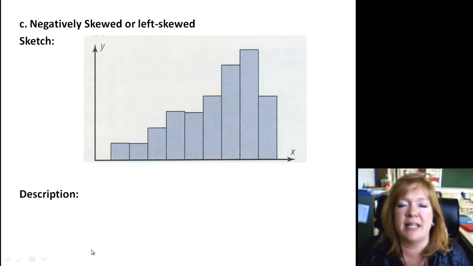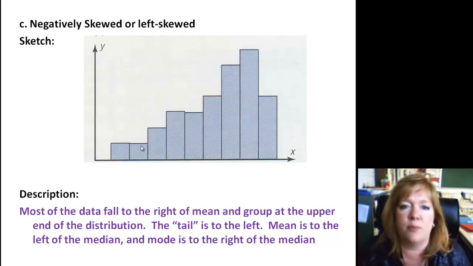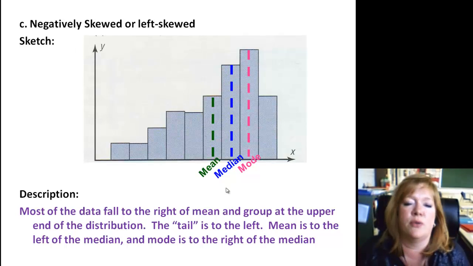Negatively skewed. Where's its tail? Its tail's on the left, so it's left or negatively skewed. Most of the data is on the right and groups at the upper end of the distribution. The tail is on the left. Here's your mode, here's your mean. Notice that the mean is to the left of the median and the mode is to the right of the median. So that's how you can describe that.